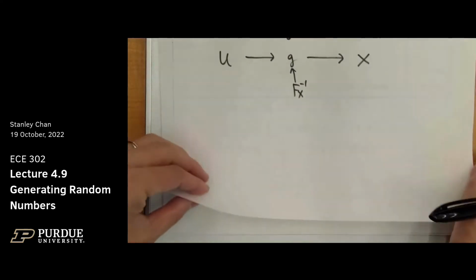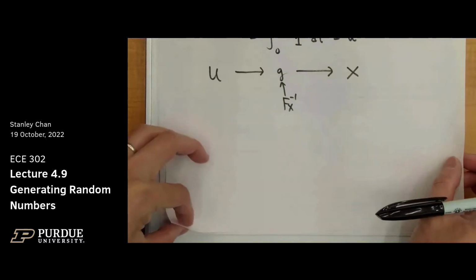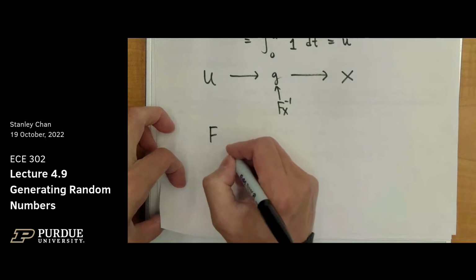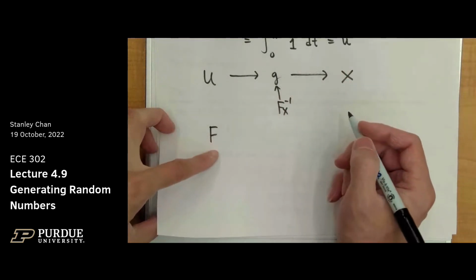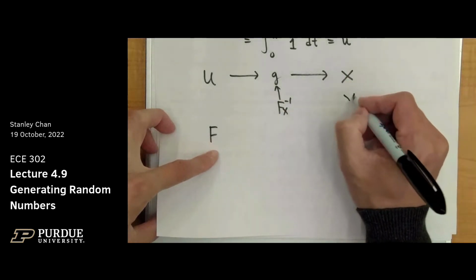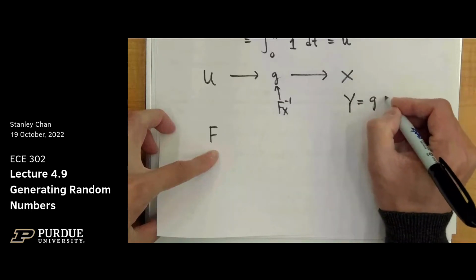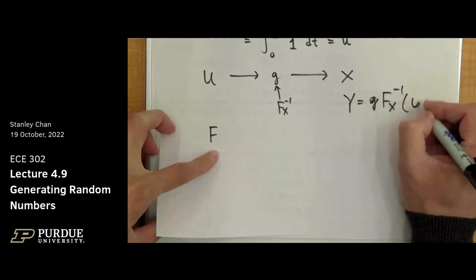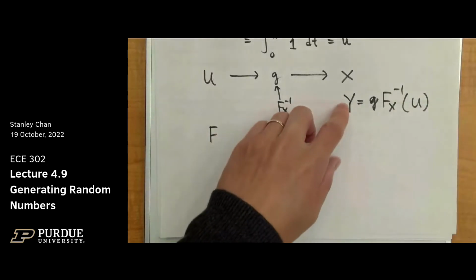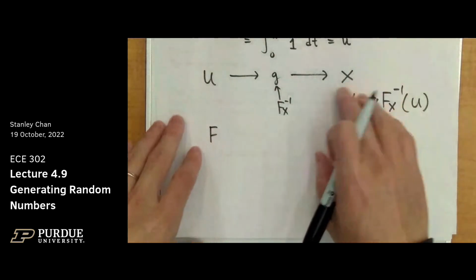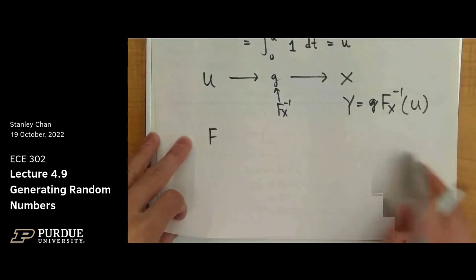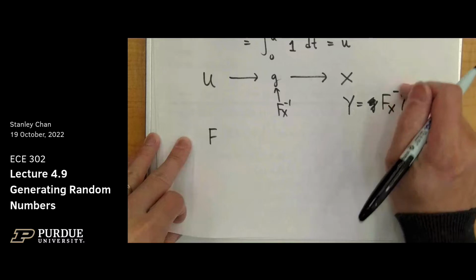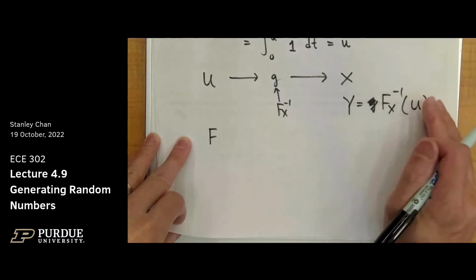So let's do that. Let's not use X. Let's define this Y equals to g equals to F_X inverse of U, so that I do not mess up this notation of X and Y. Otherwise, you will see multiple X here and there. So let me define this transformation of Y equals to F inverse of U.